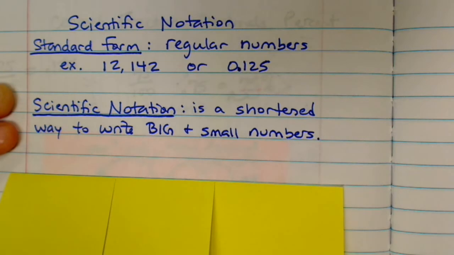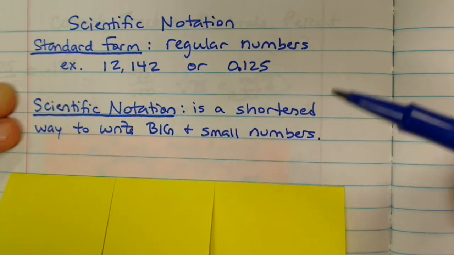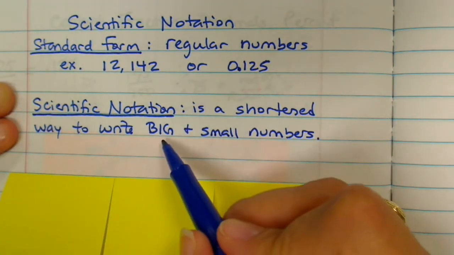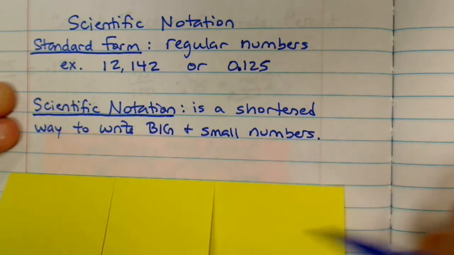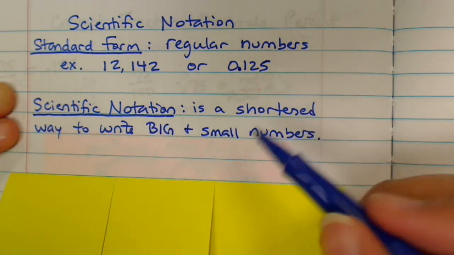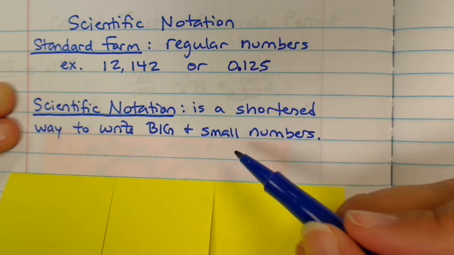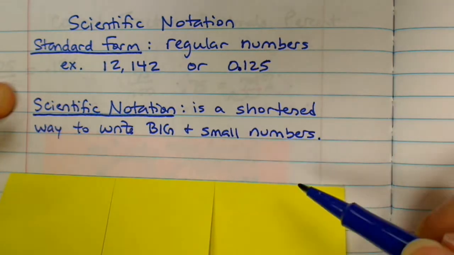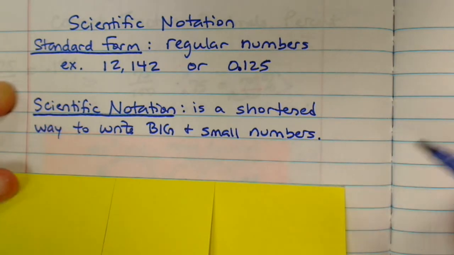Well, who uses scientific notation? Well, as you can tell from the name, scientists use scientific notation. When you're talking about astronomy or how far away planets are, those are really large numbers, so they'll write them in scientific notation. Also, you have people who work in the medical field dealing with really small numbers, like the size of a cell or the size of a molecule. They'll write numbers in scientific notation.